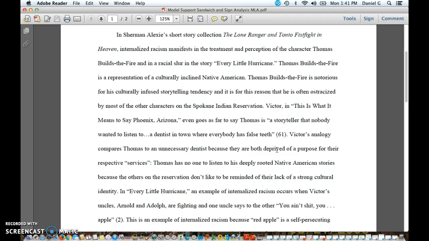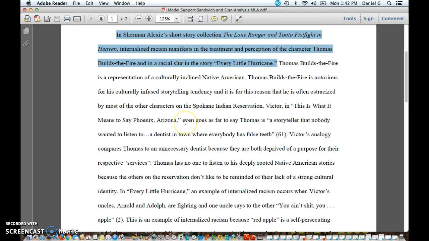Their rejection of their own culturally infused stories is a manifestation of internalized racism, because the rejection of their culture comes from within, which is what internal means, from the inside. You can see that the student writer provided a support sandwich that directly connects back to the topic sentence claim. And there is your topic sentence.